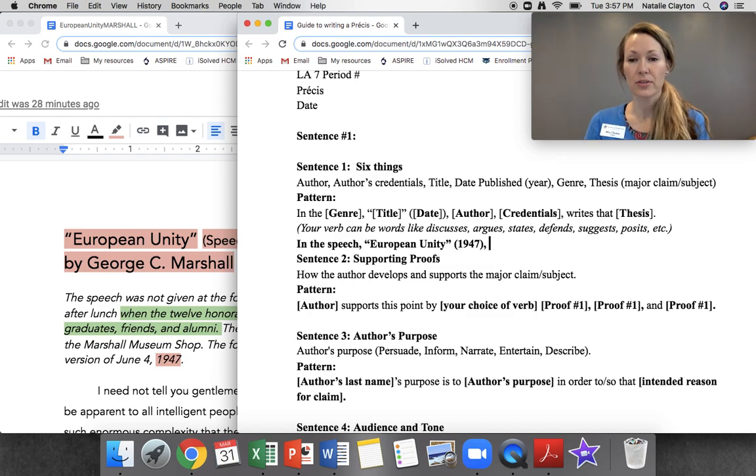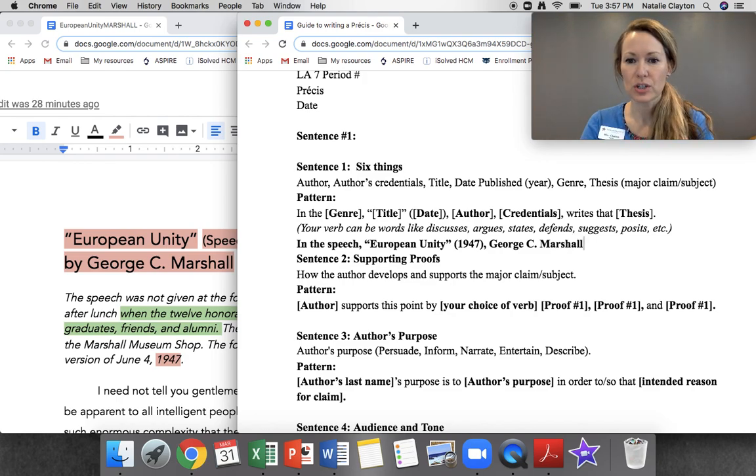Comma, and then we have our author. So we know George C. Marshall is our author. A lot of times these guys that do speeches actually have someone else write the speech for them, and then they deliver it, but we're going to claim that it's George C. Marshall. I actually think someone else wrote it, but it might have been him. Don't quote me on that.